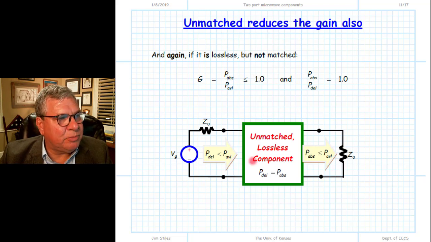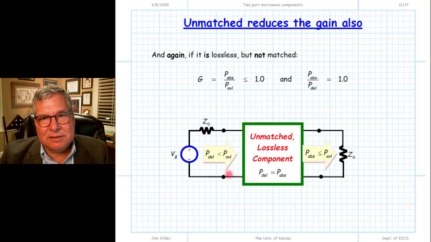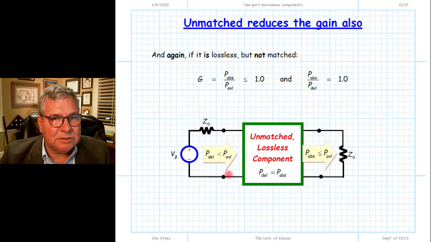Now let's look at a two-port device that is lossless, but it is not a matched device. What does it mean when we say it's not a matched device? Well, we terminate this two-port device in a matched load, and we find the input impedance is not equal to Z0. So what do we make of this? We know if it's a lossless device that the power delivered by this source will be absorbed by the load. The lossless two-port device cannot alter the rate of energy flow, and those two values, delivered and absorbed, are the same. And therefore the gain defined as the ratio of the absorbed power to delivered power is going to be equal to 1. Again, because it's lossless, it's always equal to 1.